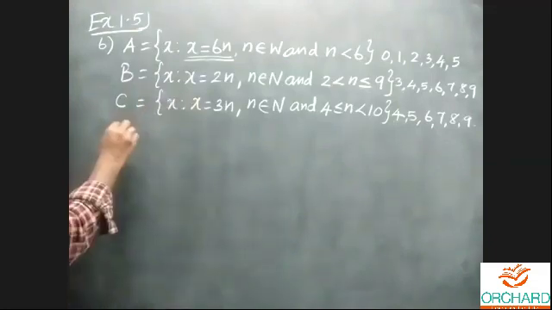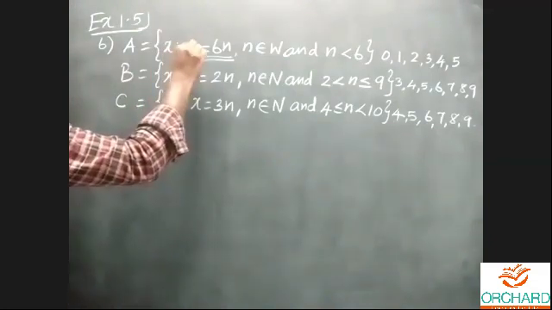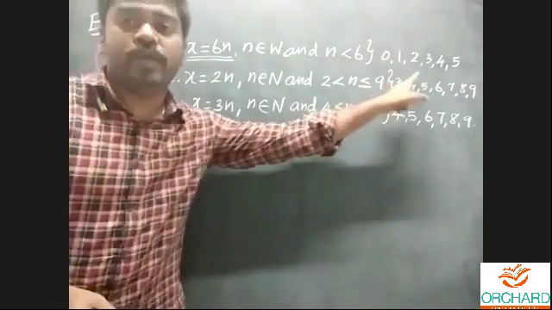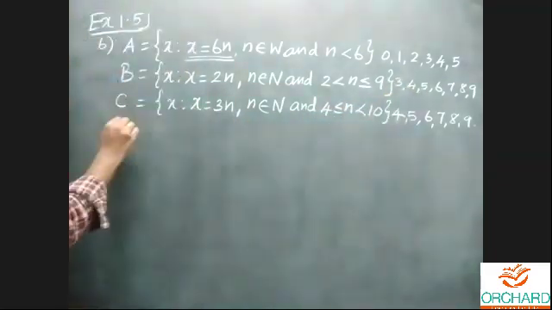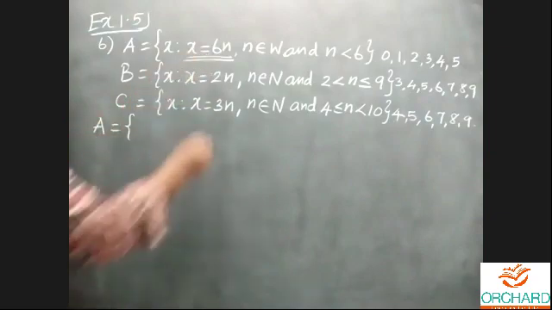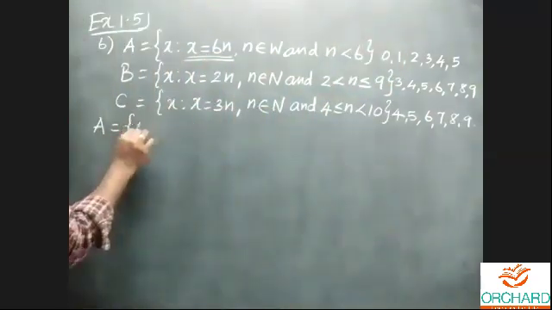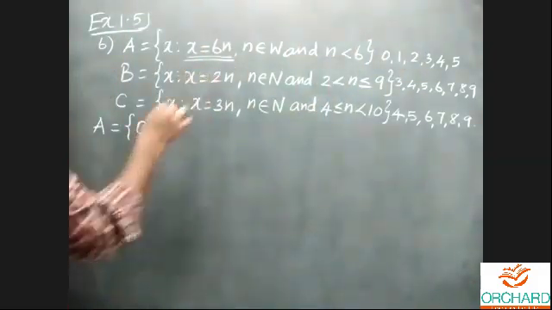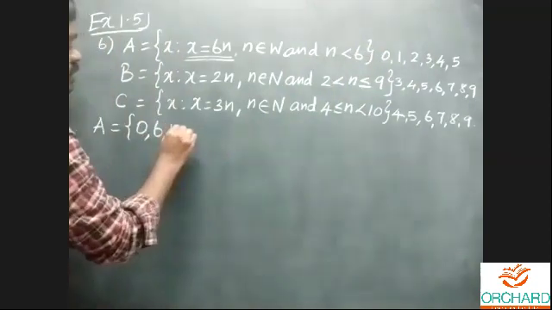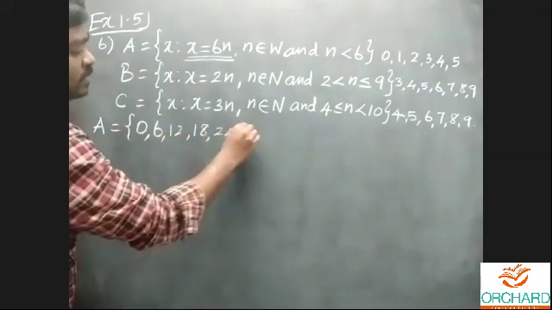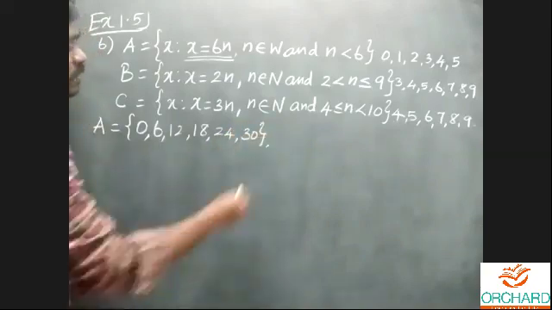Then now we'll move on to the elements of set A. We will write the elements of set A, set B, and set C based on the given information. Set A, the elements of set A are multiples of 6. 6 into 0 is 0. 6 into 1 is 6. 6 into 2 is 12. 6 3s are 18. 6 4s are 24. 6 5s are 30. That's all. These are the elements of set A.